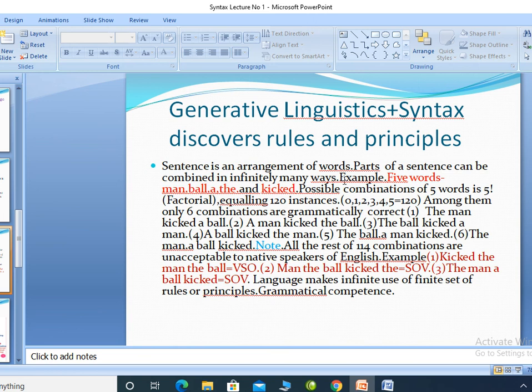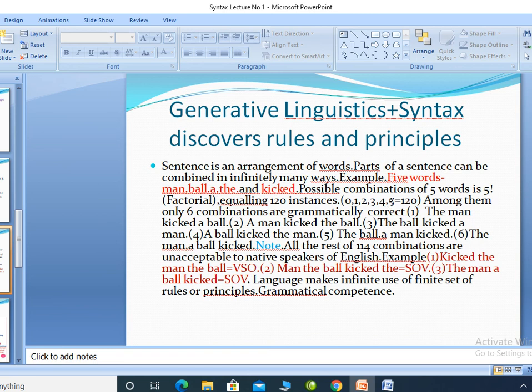A sentence is an arrangement of words. Parts of a sentence can be combined in infinitely many ways. Example: we have 5 words. You see 5 words: man, ball, the, a, and kicked. The possible combinations of 5 words are given by a math formula. For example, we have the 5 words, and we can produce 127 sentences out of these 5 words according to this math formula.